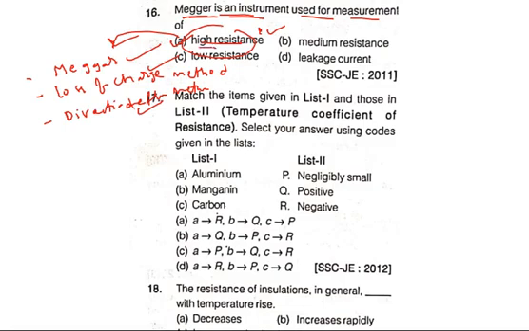High resistance here means insulation resistance. For measuring insulation resistance we use the Megger. That is also another question we can say. For measurement of insulation resistance of motor and generator also we use the Megger.